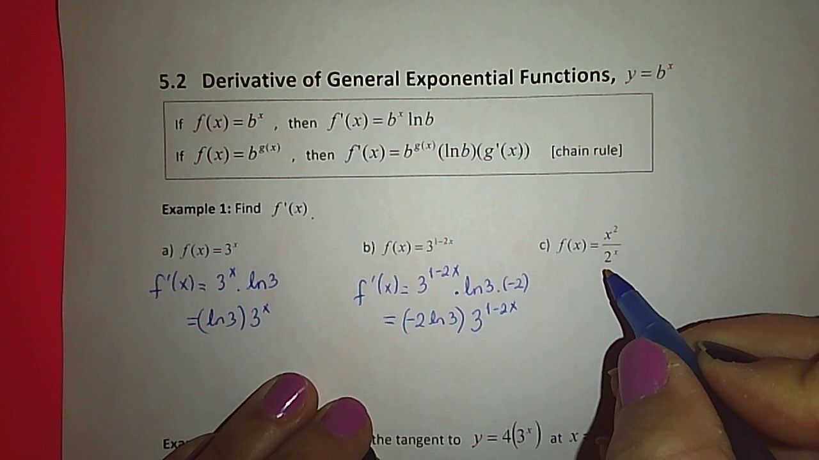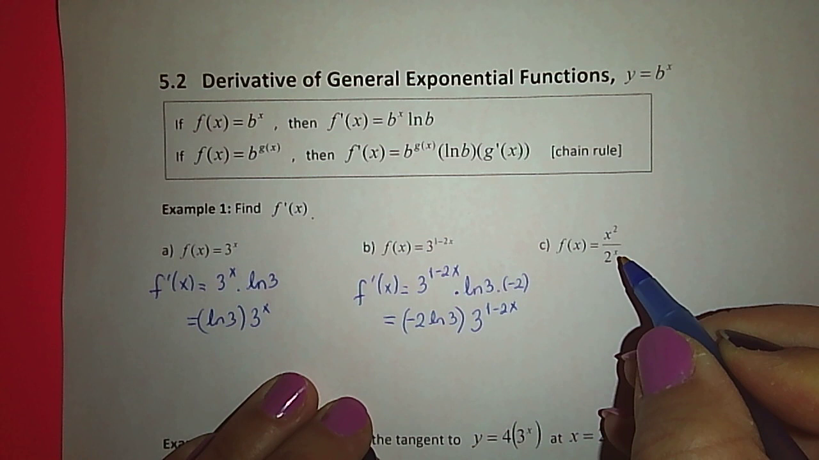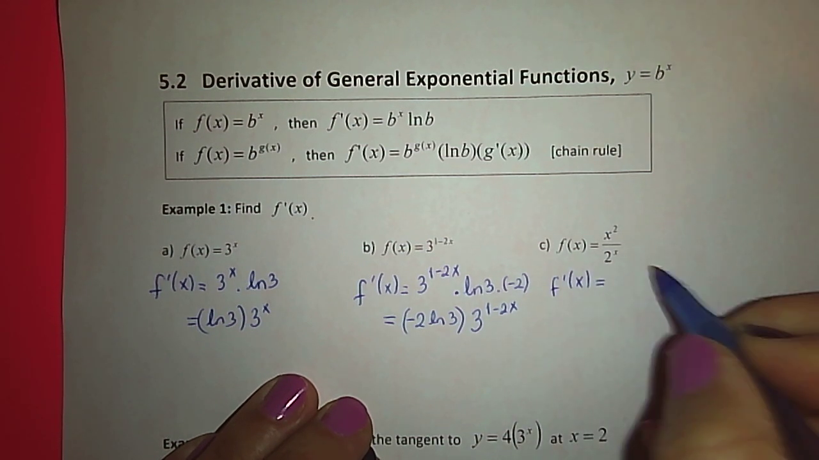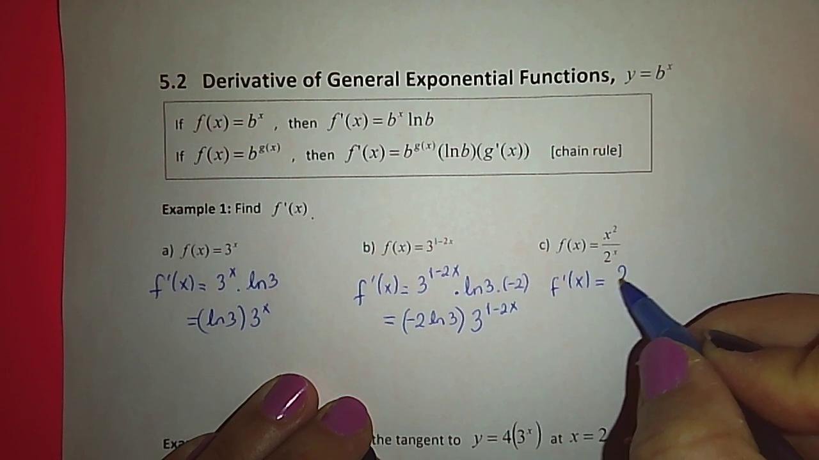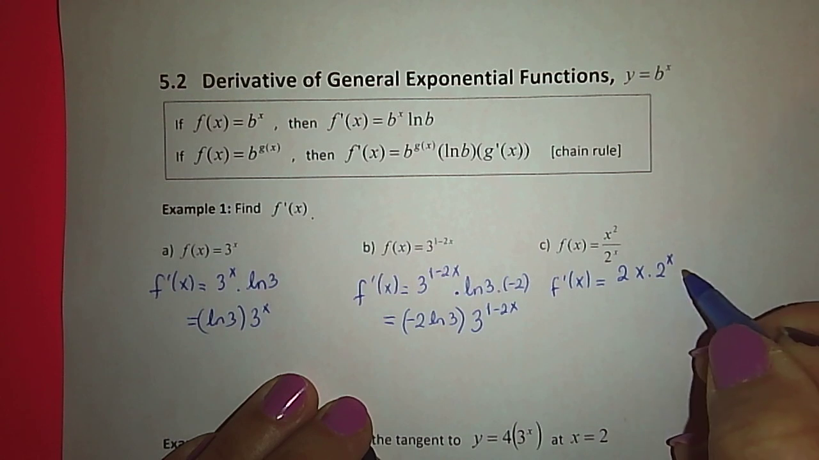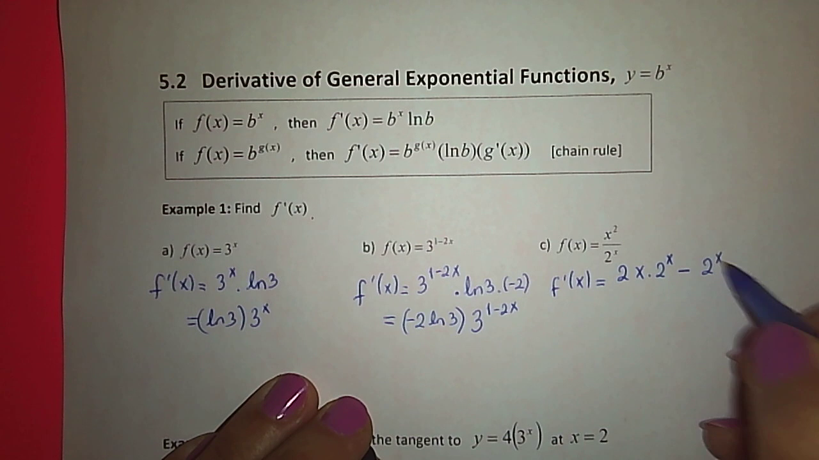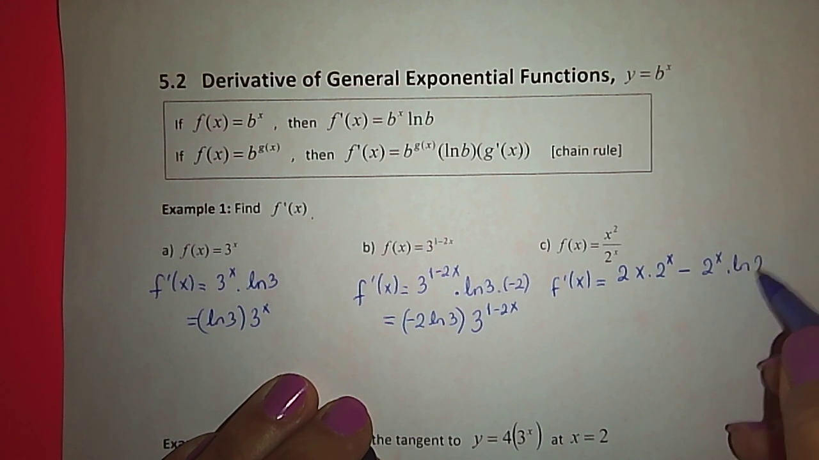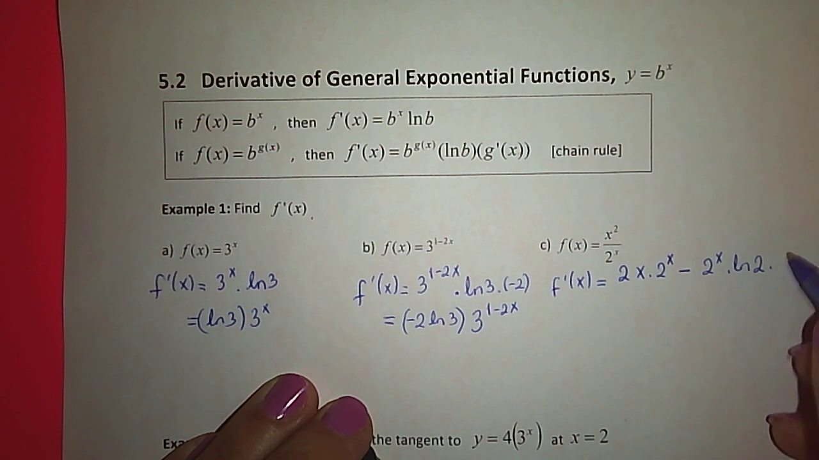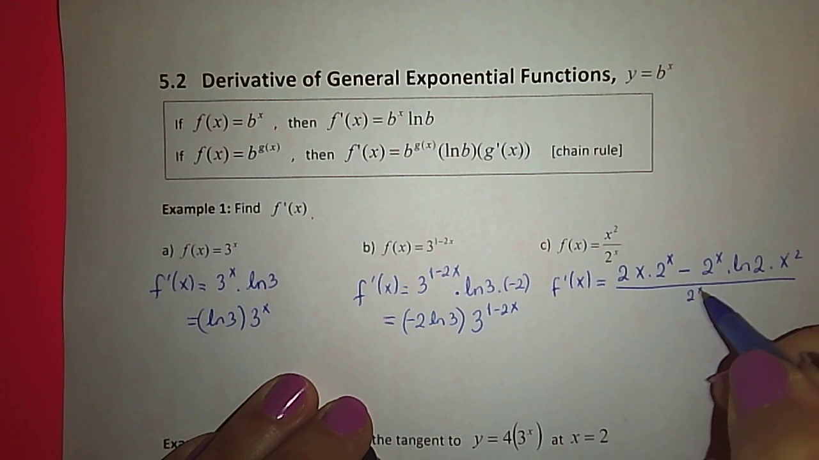Okay, so part C. Now we see a division, x squared divided by 2 to the power of x. Then we need to use the quotient rule here. So the derivative of the numerator, 2x, times the denominator, 2 to the power of x, minus the derivative of the denominator, 2 to the power of x times ln 2, and we multiply this by the numerator, x squared, all divided by the square of the denominator.